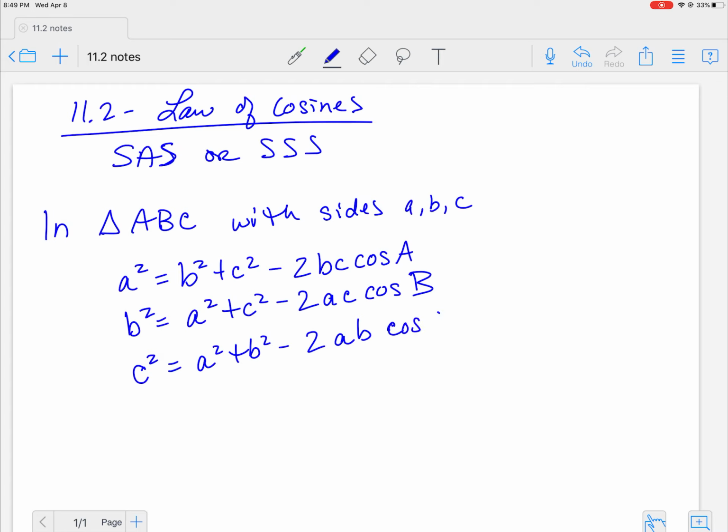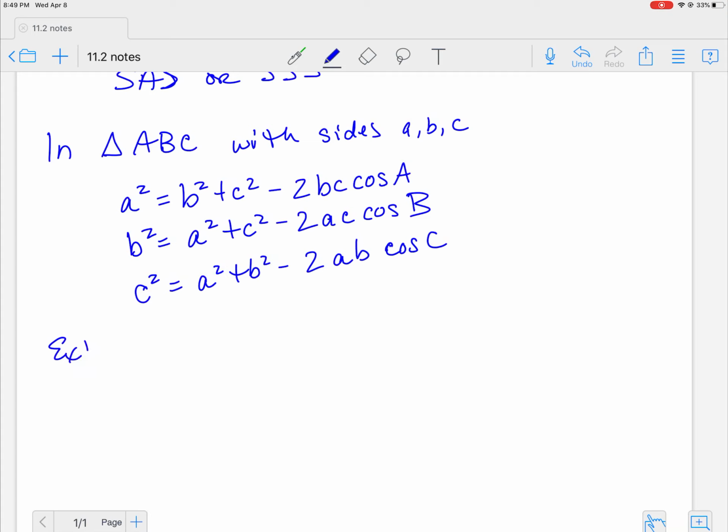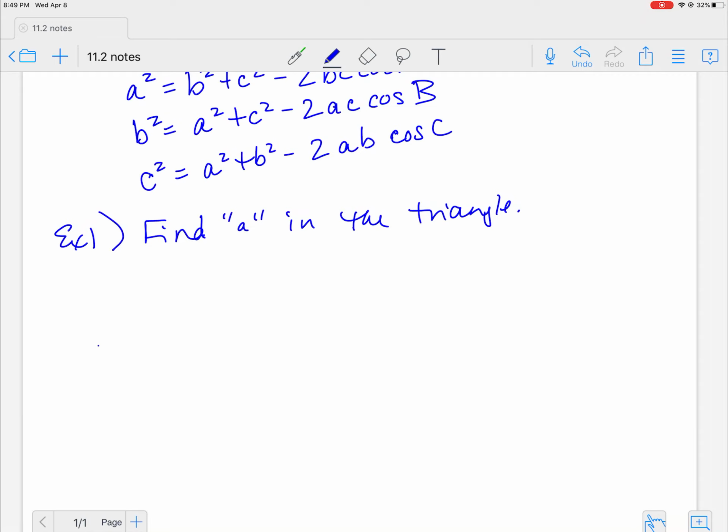So if I have B squared, then I know I have A and C minus 2AC cosine B. Right? C squared is equal to the other two, A squared, B squared, and then you go from there. All right? Okay, so let's do this thing. So let's look here at example 1.